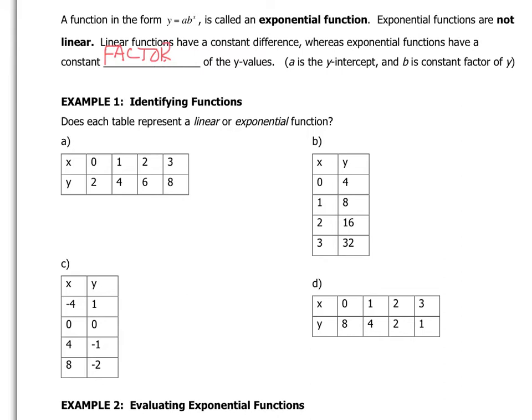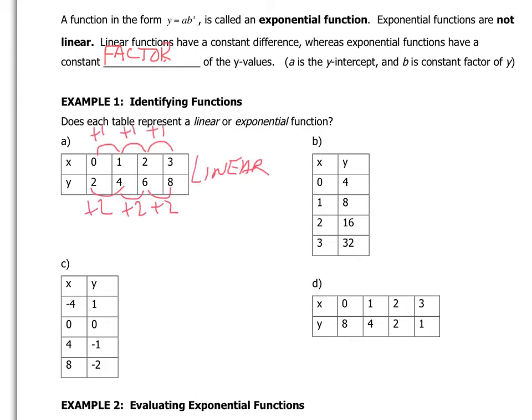So in table A, we can see that the x values are all increasing by 1. And at the same time, we can see that we are increasing the y values, or the outputs, by 2, which will again give this a constant rate of change as we are adding 2 to each of the outputs, which will give us a slope, or a linear function.